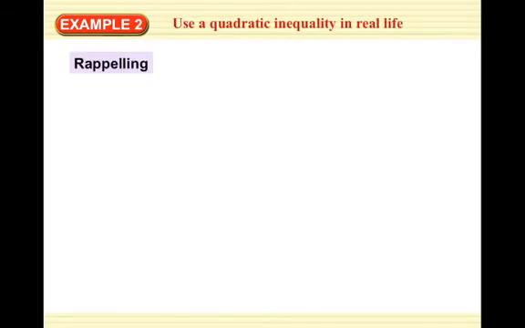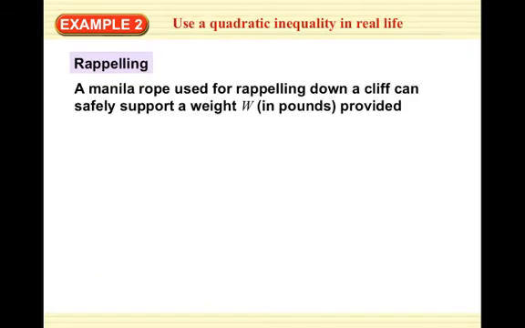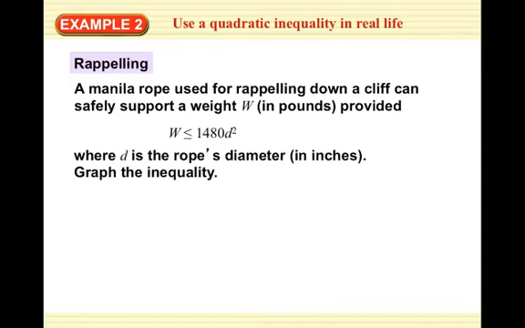Let's look at an example. Let's look at rappelling. A manila rope used for rappelling down a cliff can safely support a weight in pounds provided that the weight is less than or equal to 1,480 times d squared, where d is the rope's diameter in inches. Graph the inequality.